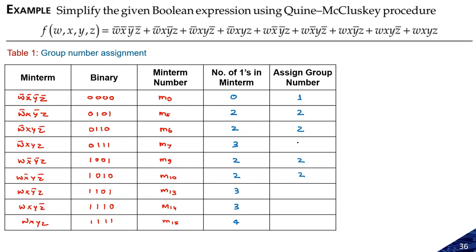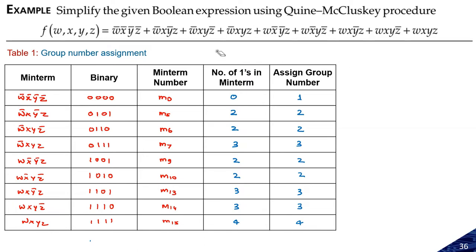Now I need to find the third group. This is three, three, three, and then the fourth group will be four. Remember, the number of ones in the minterm is not the same as the assigned group number. The assigned group number depends on how many ones are there, and we need to follow the ascending order. See here, I had zero ones, so that will come under group one. If there is any possible combination like 0100, the number of ones is one, so this will come under group number two, because in this expression these kind of combinations are missing, so those will not be considered.